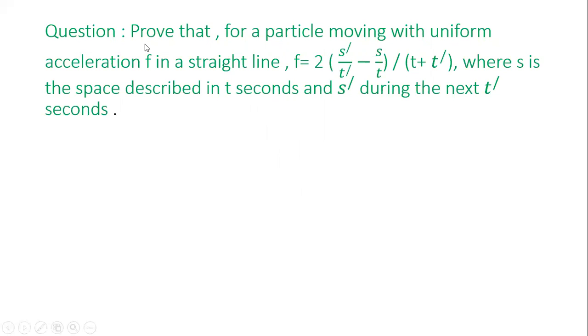Question: prove that for a particle moving with uniform acceleration f in a straight line, f equals 2 into (s prime by t prime minus s by t) by (t plus t prime), where s is the space described in t seconds and s prime during the next t prime seconds.